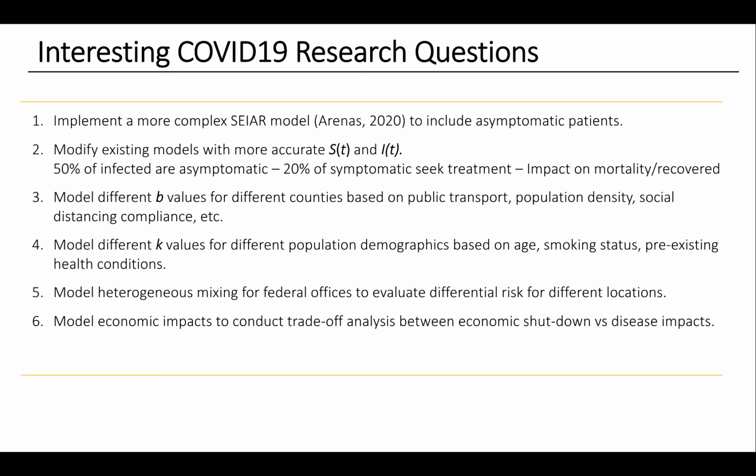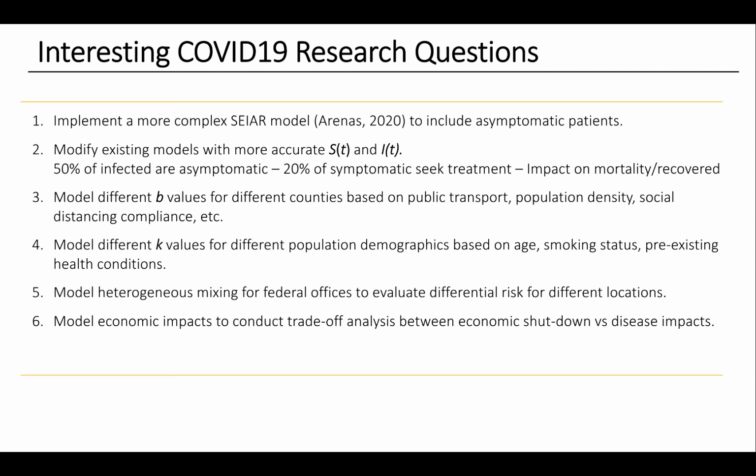We are looking at modifying models with more accurate S and I values. So we've learned in the medical literature for coronavirus that about 50% of individuals that are infected are asymptomatic. There was a great natural experiment with a ship off the coast of Japan where the Japanese government tested everybody, and they found that 50% of infected people were asymptomatic. So we believe that if that holds, that's a significant difference in the number of susceptible people, and it also adds this really important component of tracking the number of asymptomatic people. We find that 20% of symptomatic people seek treatment based on other literature, and so these numbers significantly impact the rate of mortality and recovery.